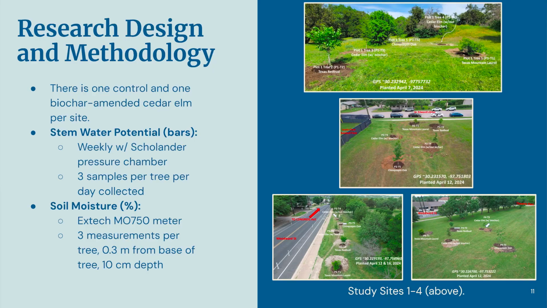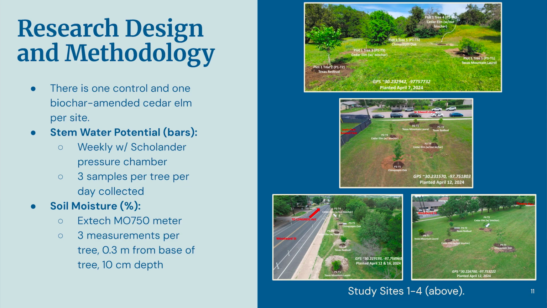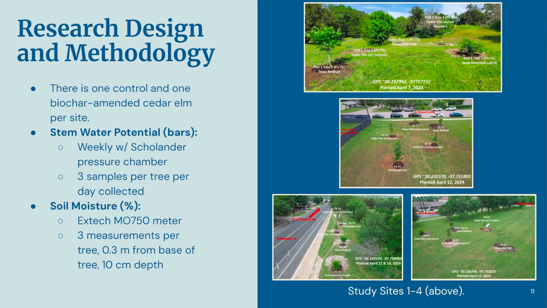And the specifics are on the slide. And then there's a little bit more pictures about the study sites. Site 1 is located up on the hill near the big Congress entrance sign. Site 2 is next to the baseball field. Site 3 is, again, on Woodward. And then site 4 is behind the softball field.